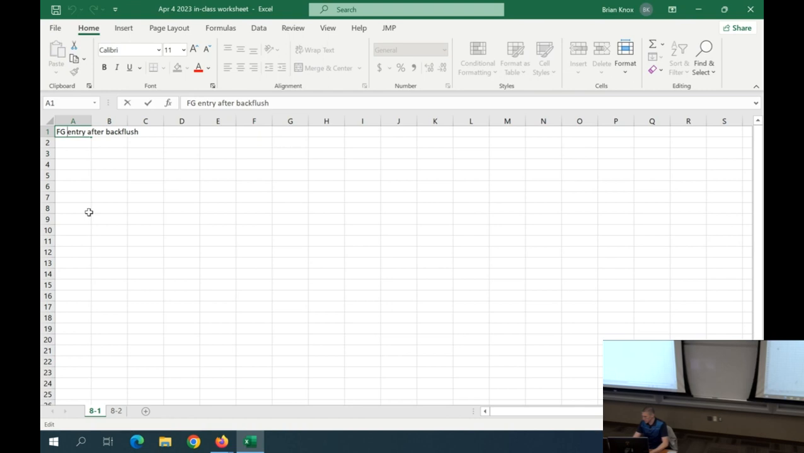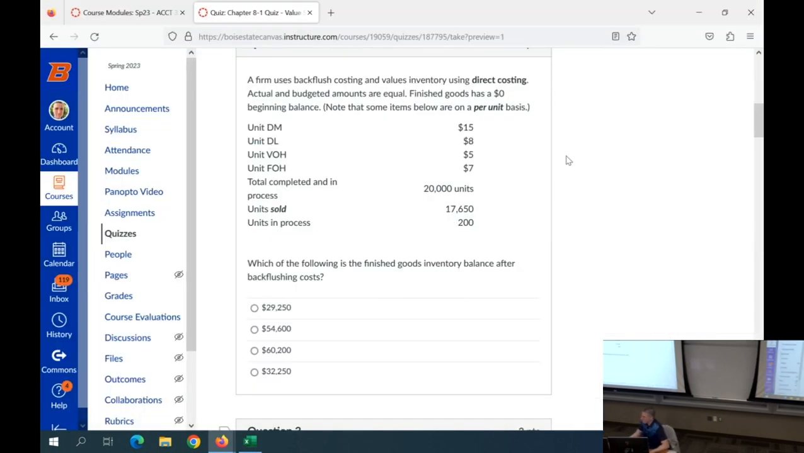FG balance after backflush. And we already have our unit costs. So some nice kind soul took the total DM and the total DL and the total VOH and divided it by the 20,000 units to get us $15 per unit as our unit direct materials cost, $8 per unit as our unit direct labor cost, $5 per unit as our unit variable overhead costs.